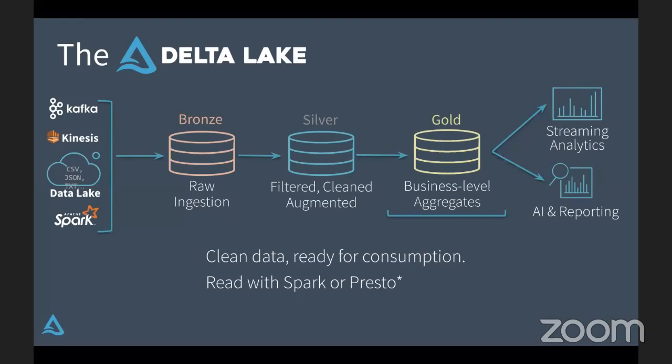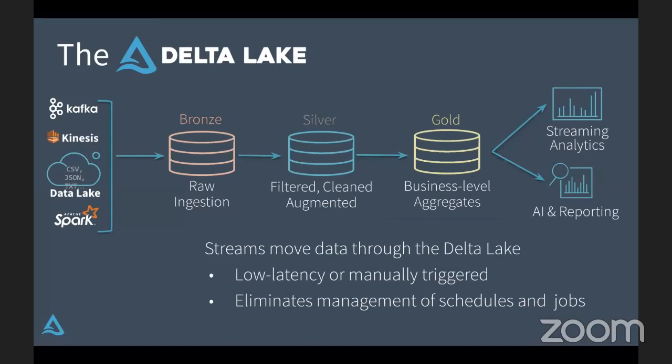So the idea is that Delta Lake is not just for Spark. It certainly started with Spark, and I'm going to show you an example using it, but other systems are absolutely able to make use of Delta Lake because they're able to read the manifest file. Okay. And as we're noting here, the streams move data through the Delta Lake, whether it's low latency or manually triggered. It eliminates the management of schedules and jobs, right?